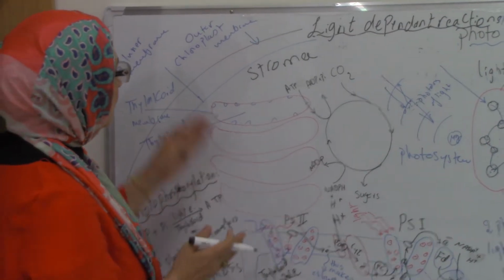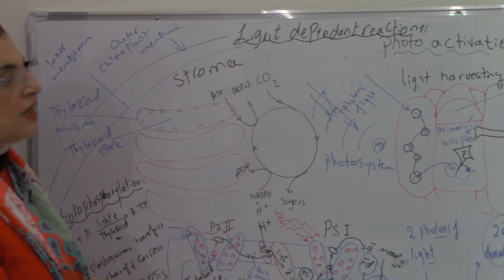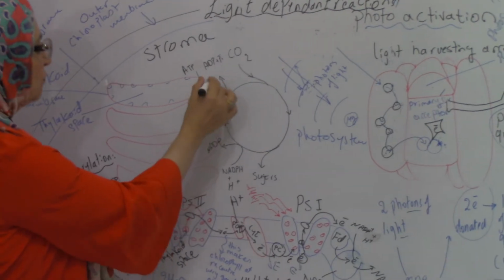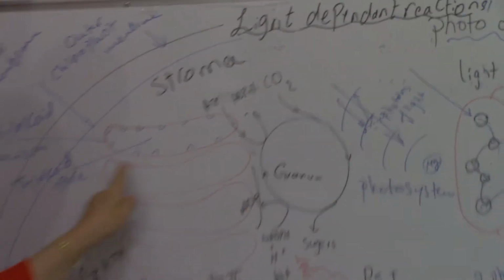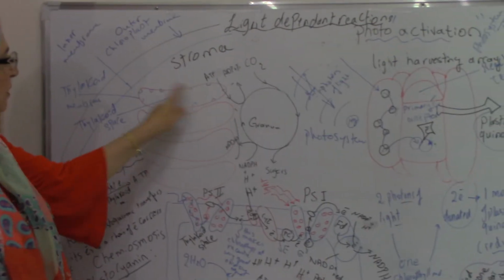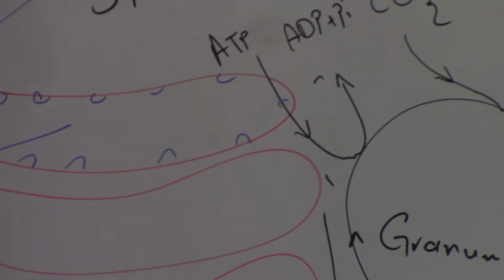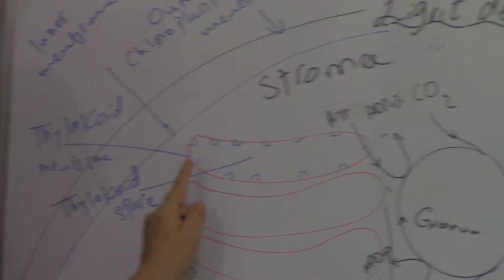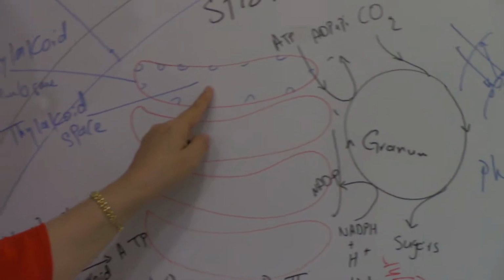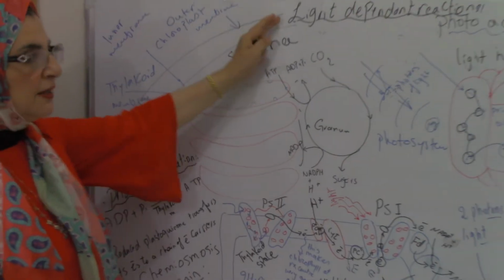Light-dependent reactions happen in membranes inside the chloroplast that we call thylakoid membranes. The collection of thylakoid membranes, we call grana. This is the outer chloroplast membrane, and the thylakoid membrane, and there is a space inside, we call it thylakoid space. Some reactions take place in the membrane, and the other reactions take place inside the thylakoid space. Both of them are included only in the light-dependent reactions.